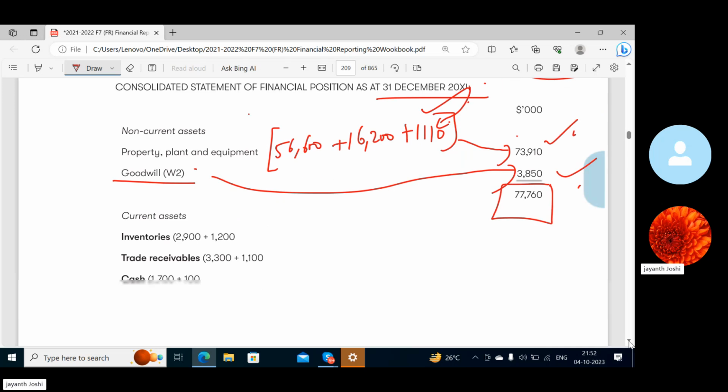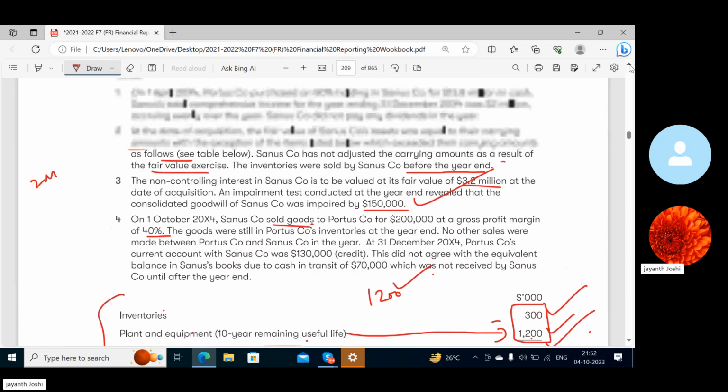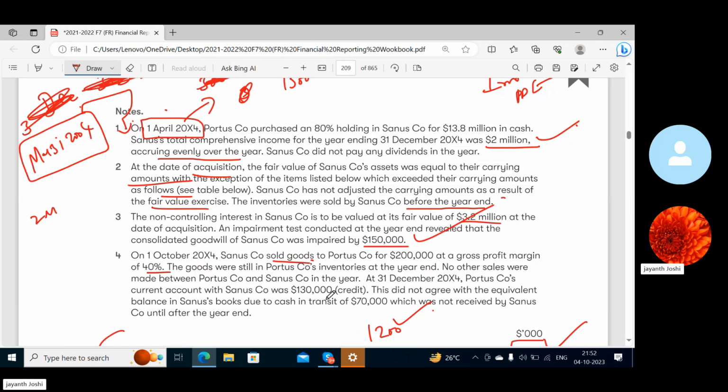Now let's go for the inventory, and inventory has certain more adjustments, it seems, related to unrealized profit, because the question belongs to unrealized profits. Okay, now inventory, what is the inventory value given? 2,900 plus 1,200, they themselves have mentioned here, right? But in inventory, there is unrealized profit. We should see that carefully.